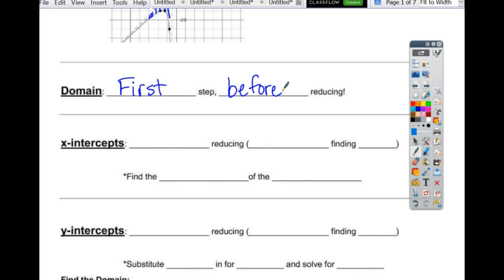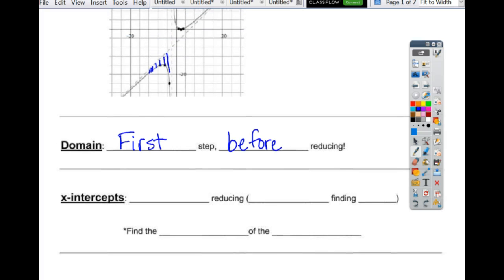And so when I'm talking about domain, if this is my rational function, and these are the asymptotes, and then we have this. That's what it's going to be, some form of that. So if this is what it looks like, and I'm asking you for the domain, we read left to right. So if I'm reading left to right, what do I have to stop at?